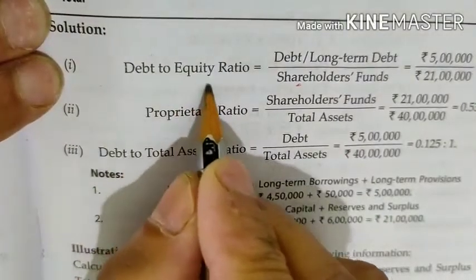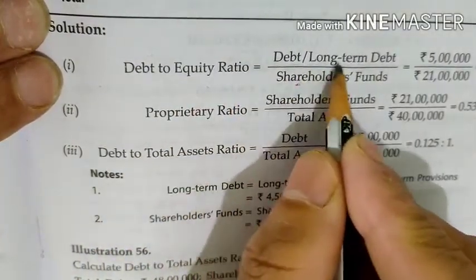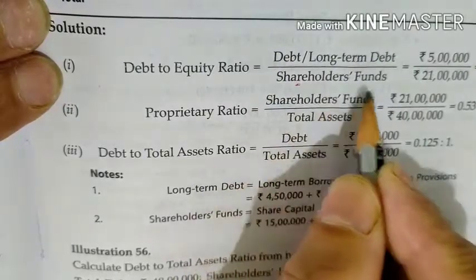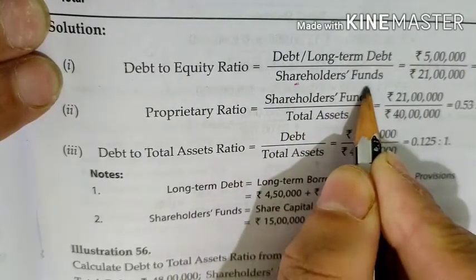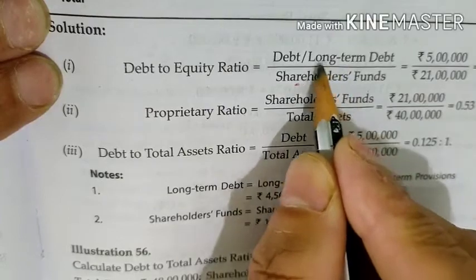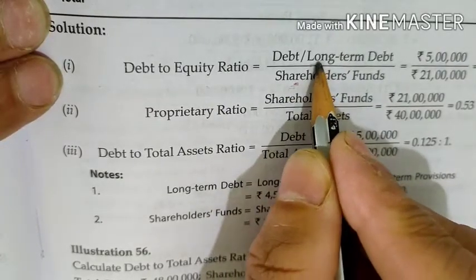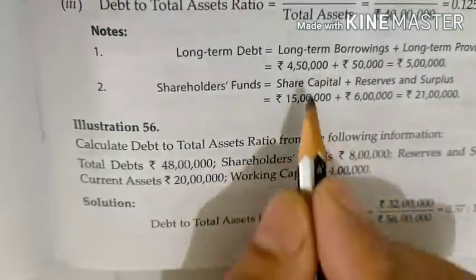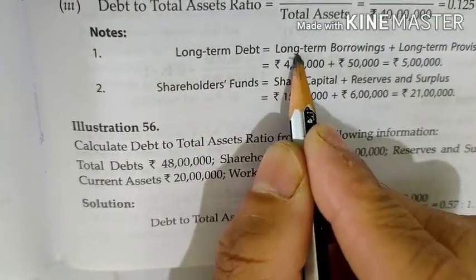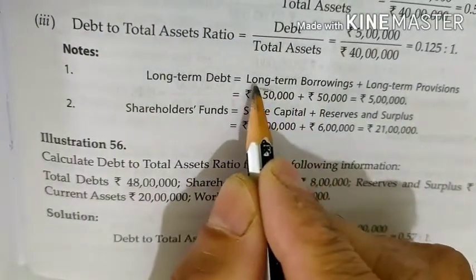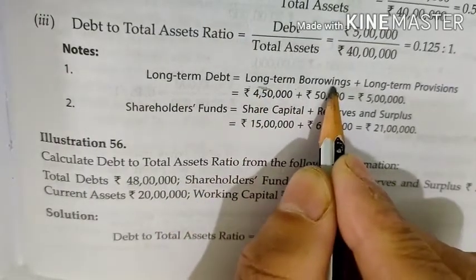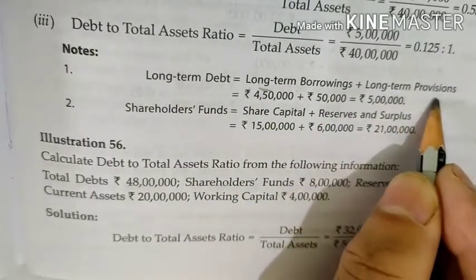In this question we need to find the debt to equity ratio, and here we have the formula. Debt to equity ratio is long-term debt by shareholders fund. Now before this we need to find out these two factors, long-term debts and shareholders fund. Long-term debts will include long-term borrowings and long-term provisions.